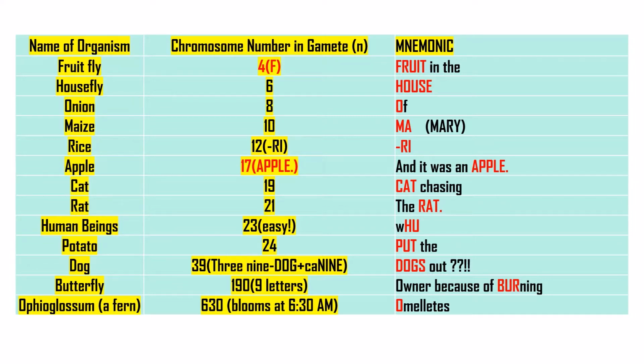Next we have butterfly and Ophioglossum, and these are the 3-digit numbers in this table, and from that we have 190, and since butterfly has 9 letters, that's the organism with 190 chromosomes in its gamete. Next we have Ophioglossum with 630 chromosomes, and 630 can be written as 6:30 because, this is fictional, but still Ophioglossum blooms at 6:30 a.m.